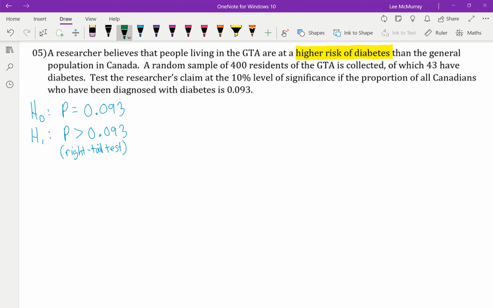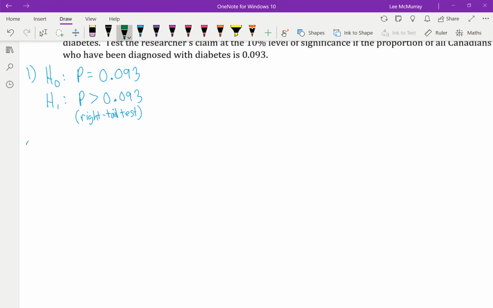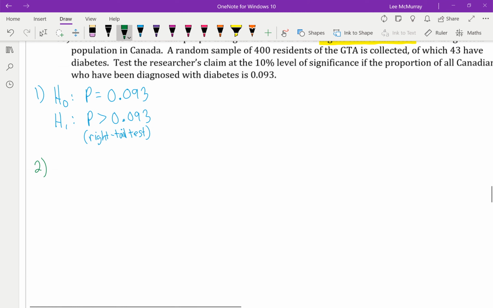All right, so that's step 1, as usual, H0 and H1. Step 2 is our significance level. In this case, it tells us specifically the claim is at the 10% significance level. So the significance level, alpha, is equal to 0.10.